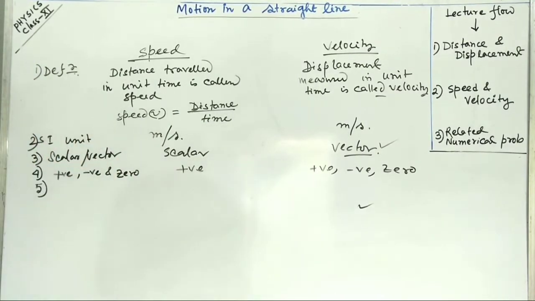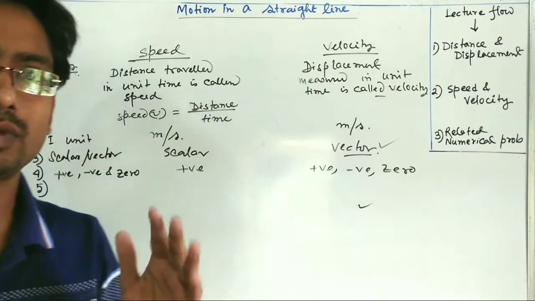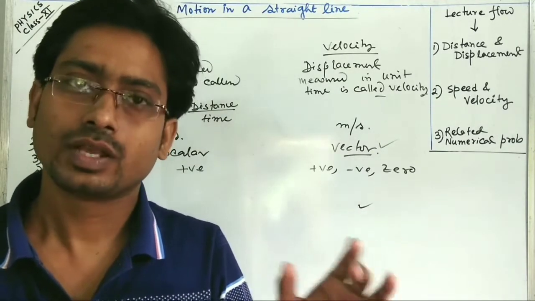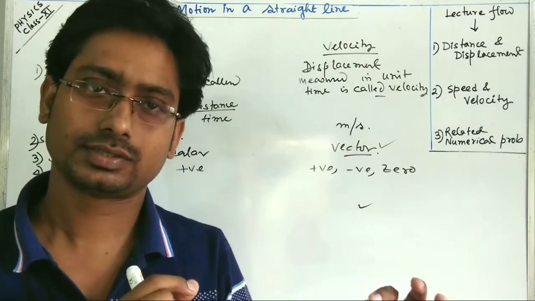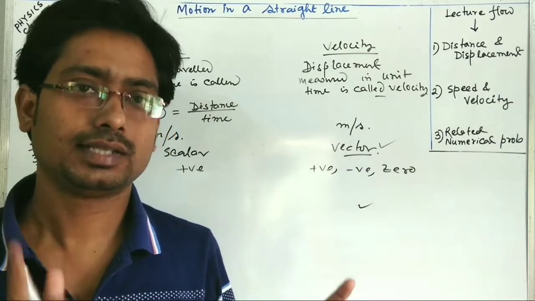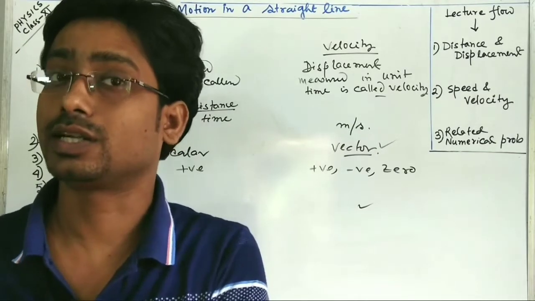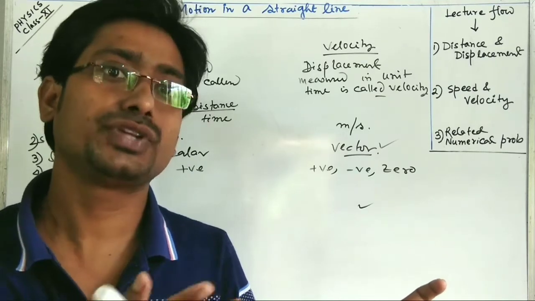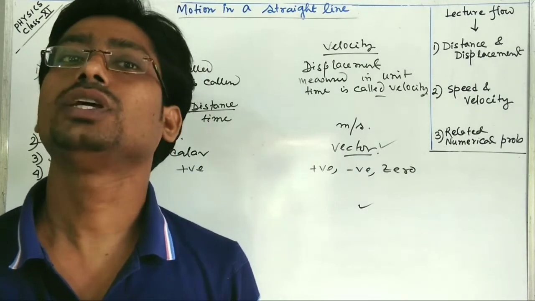suppose a body moves at a uniform speed. What is uniform speed? That means in equal intervals of time it travels equal distances. So we can say the body is under uniform speed, but we cannot guarantee that the body is moving with a uniform velocity, because we have not considered the direction. The distance is equal, but we have not considered direction. Direction may be different. If direction is different, then the velocity will be different.